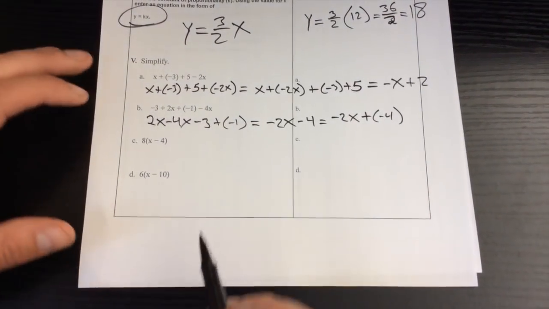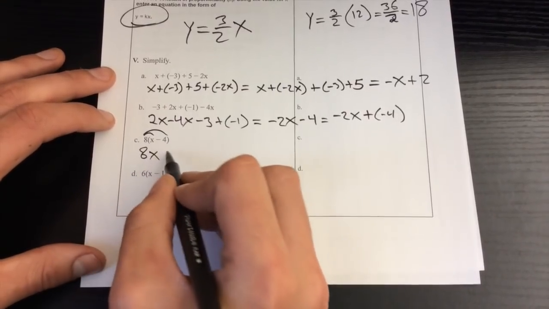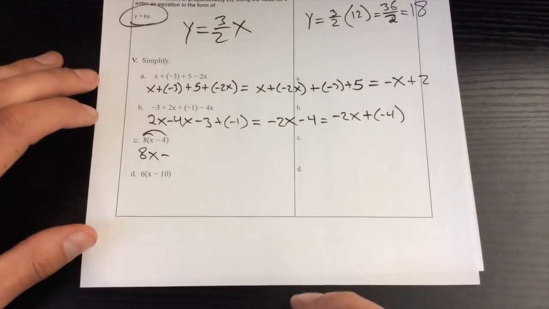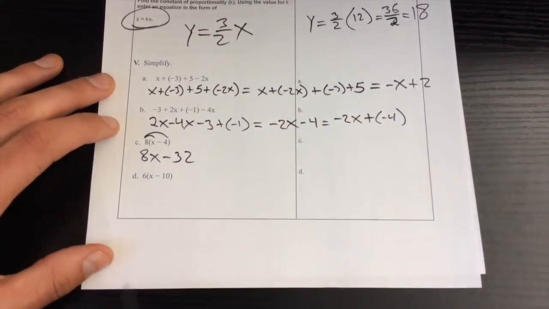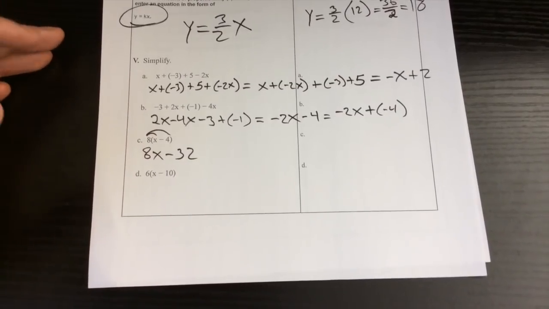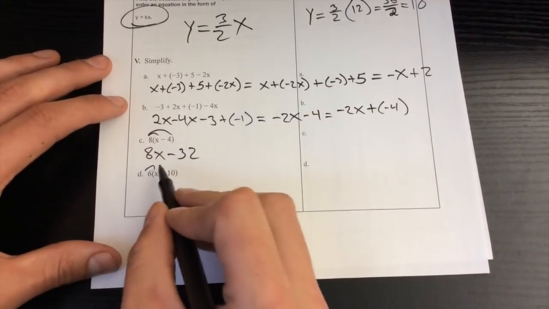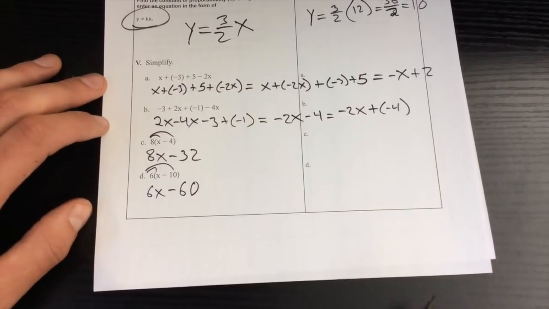C is the distributive property. Remember, we distribute the 8 to both. So that would give me 8x minus 8 times 4, which I totally know and I'm not stalling for. Okay, is 32. So 8x minus 32. That's it for that one. We can't do anything else. And the same with D. That would be 6x minus 60. I think that's the whole thing.